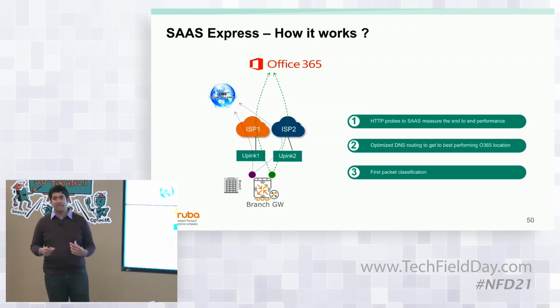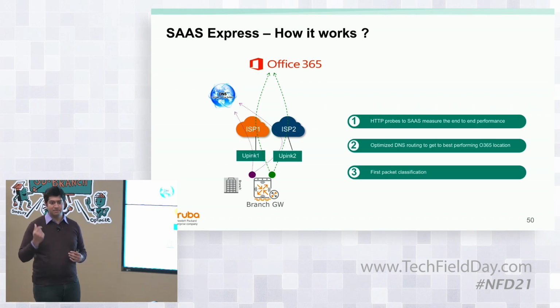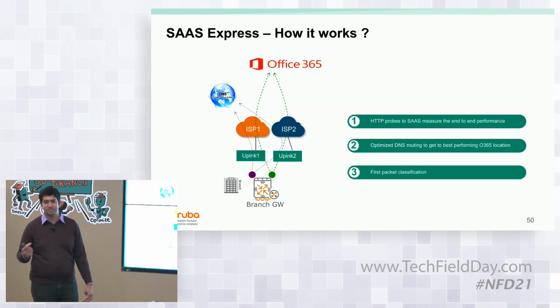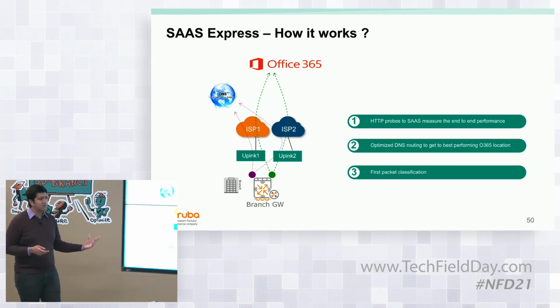And lastly, we have first packet classification. That way, once the client opens up, we are not waiting for the DPI to figure it out. Rather, based on API, we know this is SharePoint, this is OneDrive, this is Exchange, Outlook 365, and so forth. So that's something we have turned on, and it's been super popular. So why don't we take a look at it?